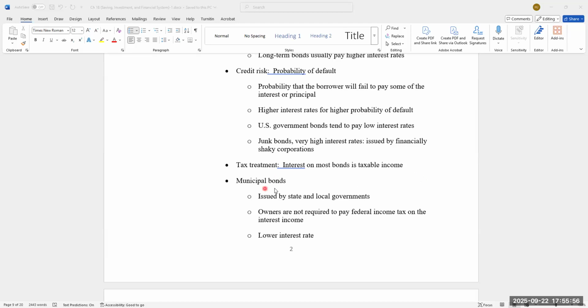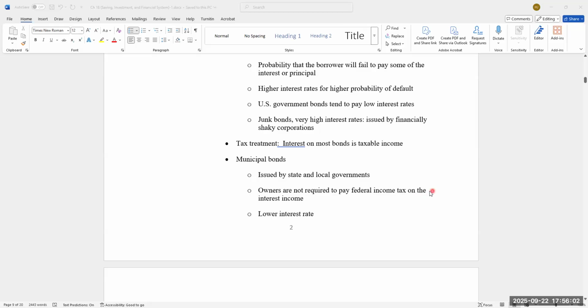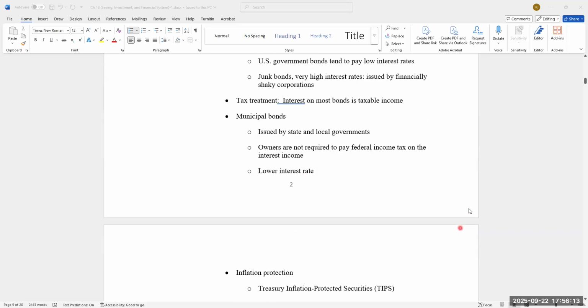But municipal bonds issued by state and local government, you don't have to pay federal taxes on that. And state and local government knows this, and so they only offer a lower interest rate. They know, hey, you don't have to pay taxes, so I don't have to entice you as much.